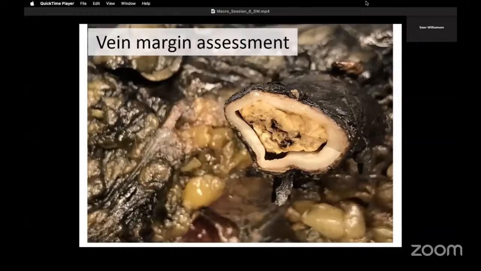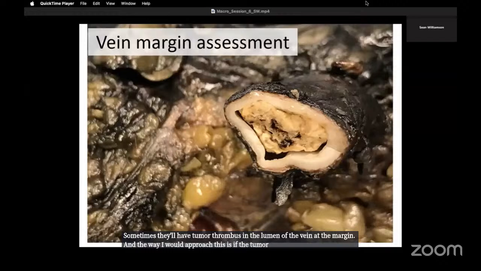sometimes you'll have tumor thrombus in the lumen of the vein at the margin. And the way I would approach this is if the tumor is completely freely mobile within the lumen at the margin, if you can trim that vein wall around and the tumor does not stick to it anywhere, then I would consider that margin to be negative. And you can cut it off and place it in a cassette showing lack of adherence of the tumor to the wall and interpret the vein margin as negative.